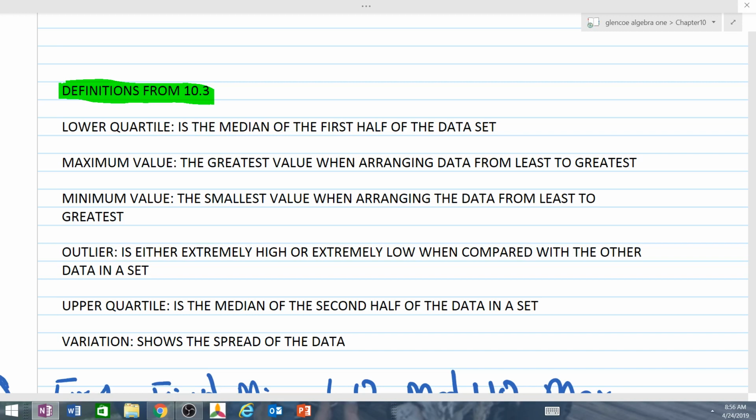An outlier is either an extremely high or extremely low value when compared with others in the data set. The upper quartile is the median of the second half of the data set. And variation just shows the spread of the data. I don't expect you to write them now. I'm going to come back to it.